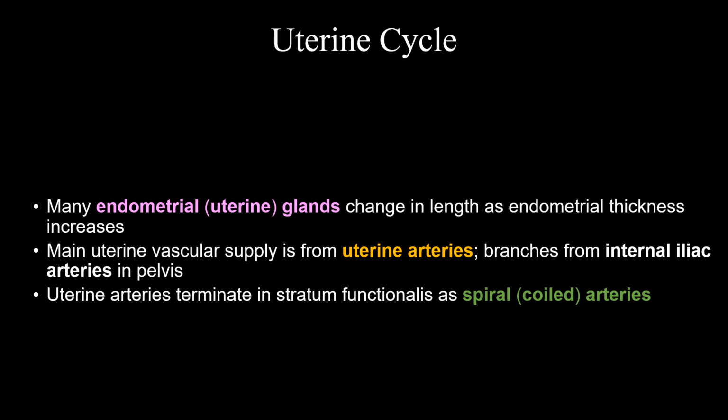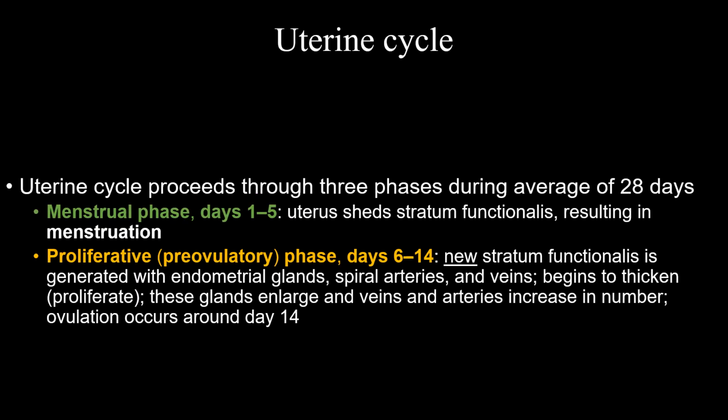Now, we're going to look at the three phases of the uterine cycle, and for simplicity, we're going to assume that it's a 28-day cycle. Days 1 through 5 are the menstrual phase. During the menstrual phase, the uterus sheds the stratum functionalis, resulting in menstruation. After that, you have the proliferative or pre-ovulatory phase, and during the proliferative phase, there is a new stratum functionalis developing with the endometrial glands and the spiral arteries and veins.